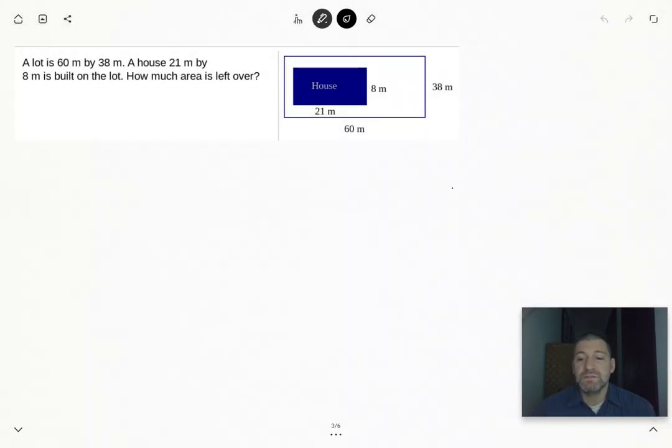We're looking at a lot, like a yard, that is 60 meters by 38. Imagine this is someone's yard here. In the middle of the yard, they have a house that is 8 by 21. If the house is 21 by 8 meters and is built on the lot, how much area is left over? Essentially, we want all this space in here.